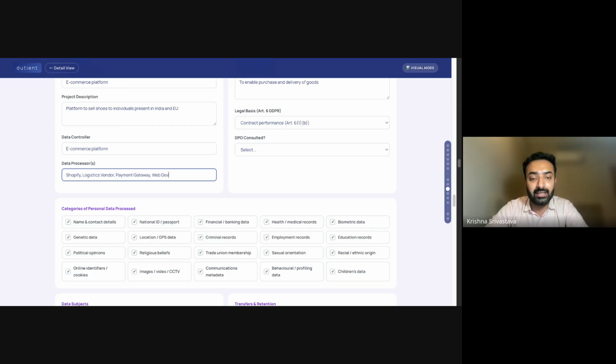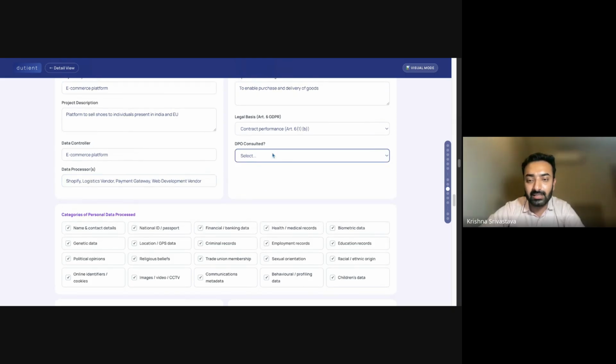So let's also add them, right? So these are some of the data processors that you would see. Ideally, we would need the legal entities, but I'm just putting in the brand name. Now let's assume that the DPO is consulted.